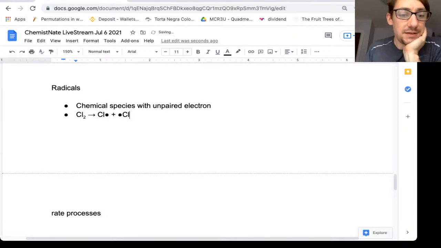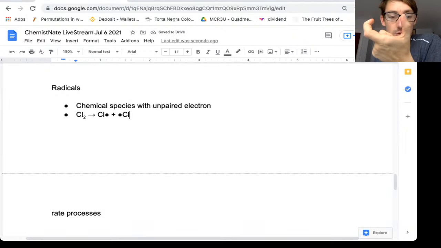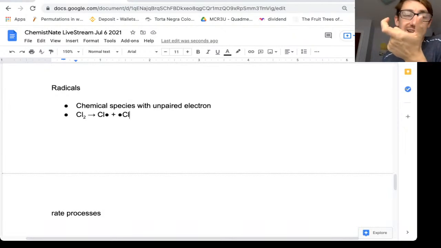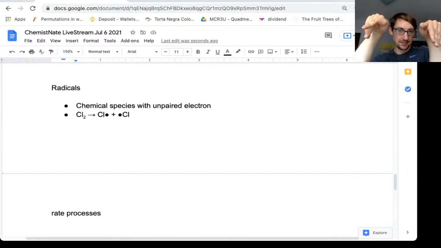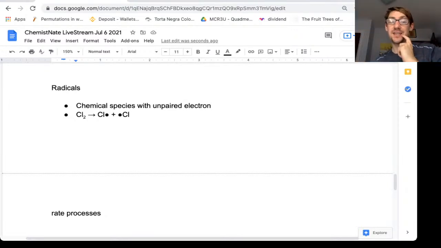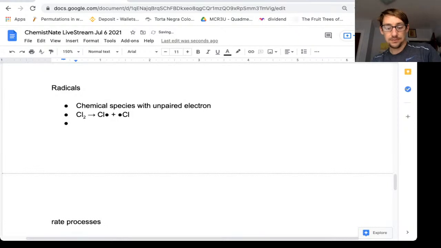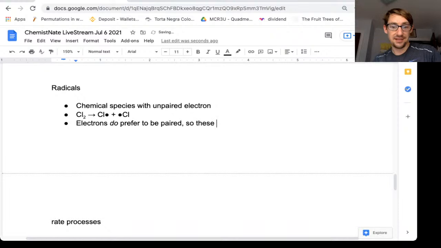So, the single bond between the two chlorines breaks apart perfectly. 1 electron goes to each of the atoms. Now they each have 7 electrons, but one of those electrons is unpaired. Electrons do prefer to be paired, so these, and by that I mean radicals, are reactive.